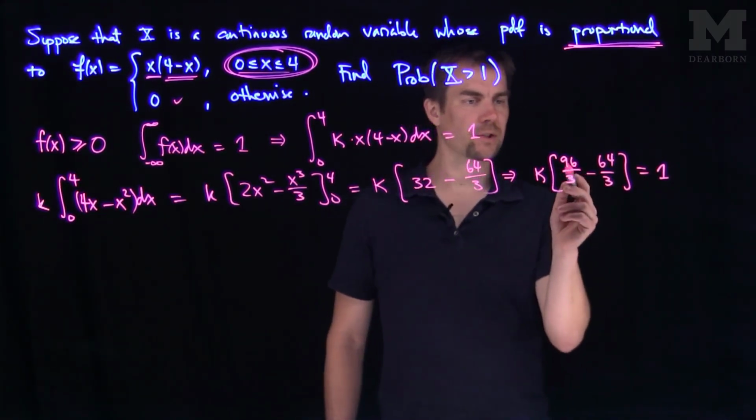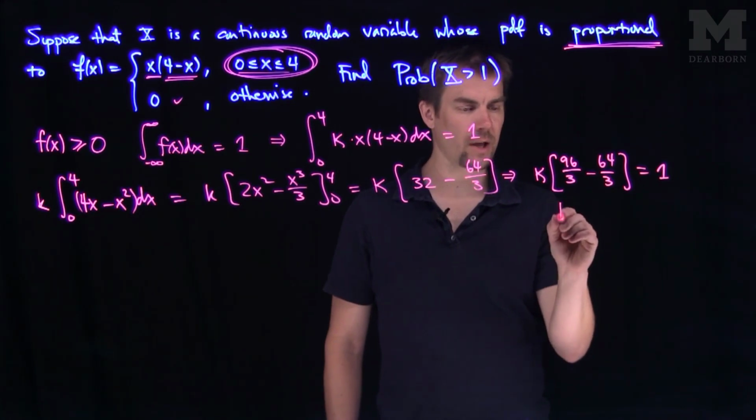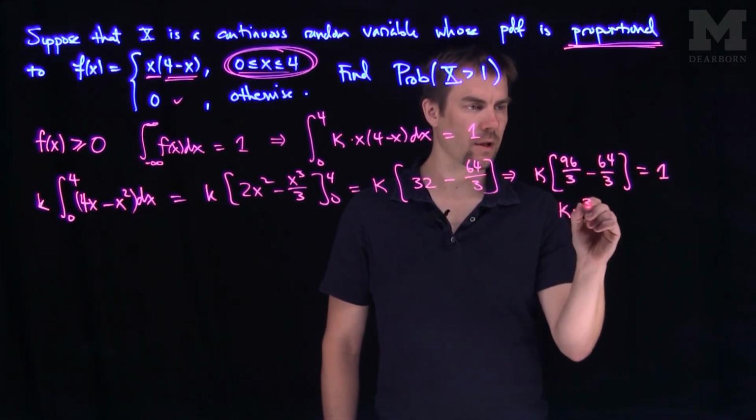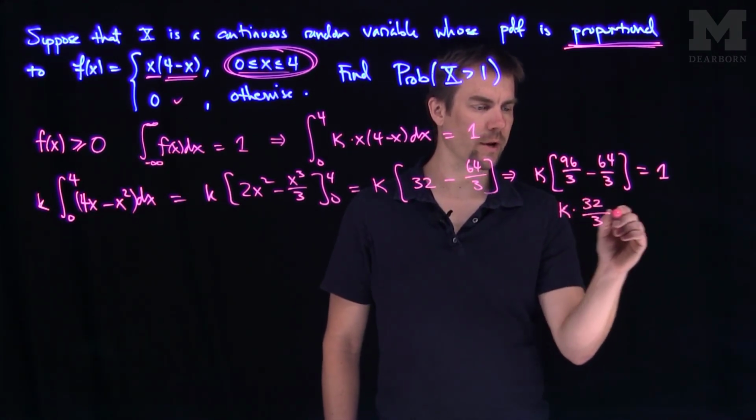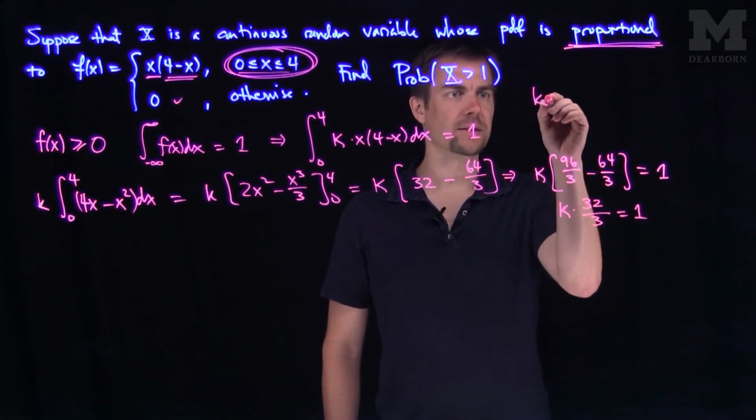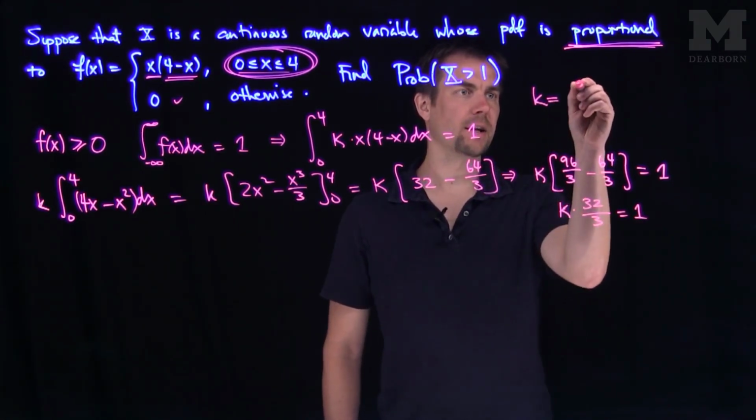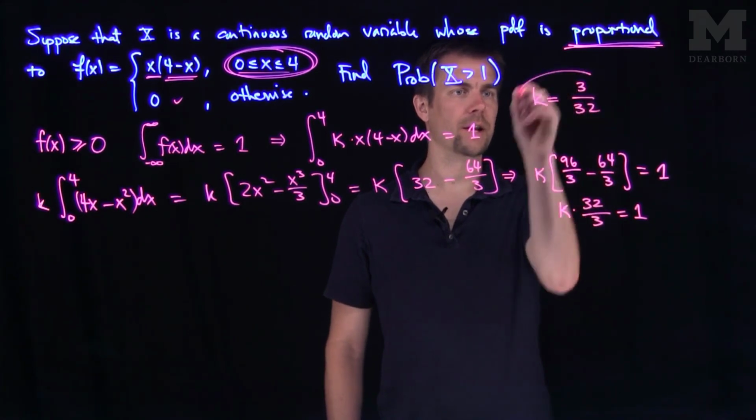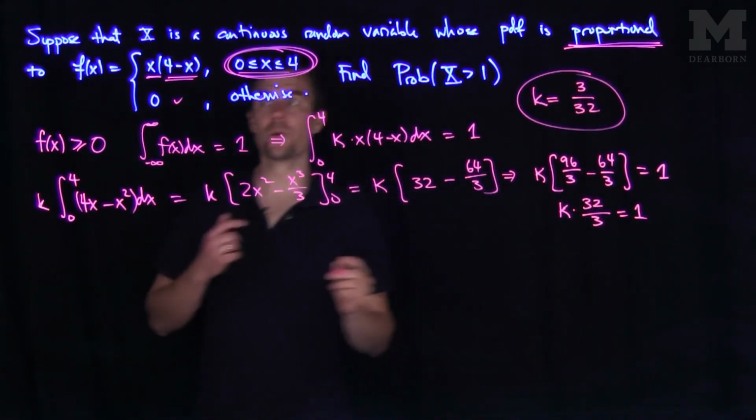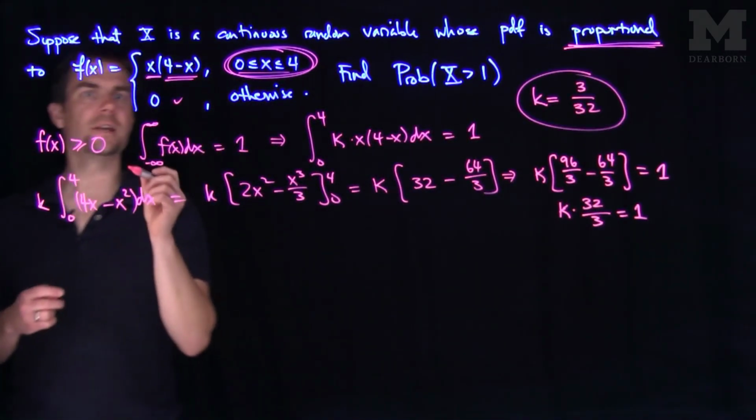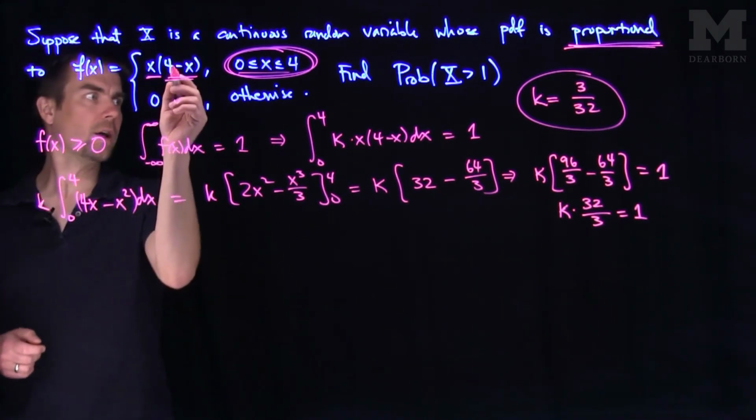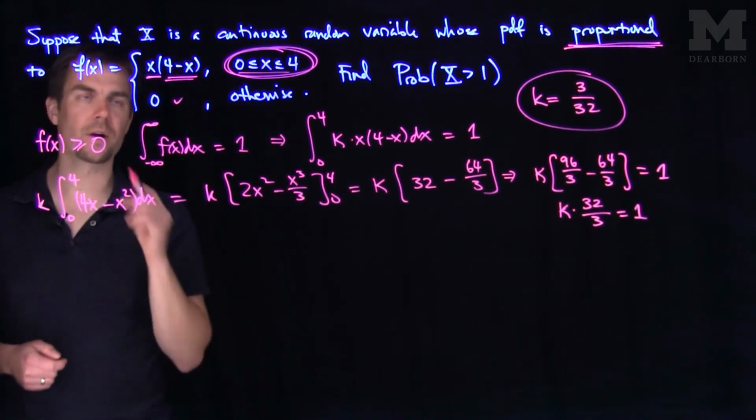And so what this simplifies to is 32 over 3. So k times 32 over 3 is equal to 1. And that tells us that this constant of proportionality k is exactly equal to 3 over 32. So I now know what k is. So the real PDF is going to be 3 over 32 times this quantity over here.